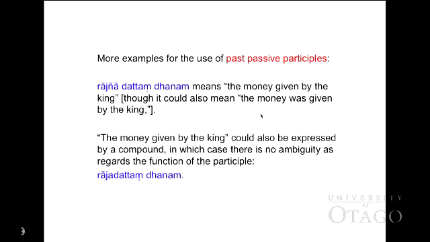The money given by the king could also be expressed by a compound, in which case there is no ambiguity as regards the function of the participle. Rājadattam dānam: the compound becomes one word, modifying dānam.